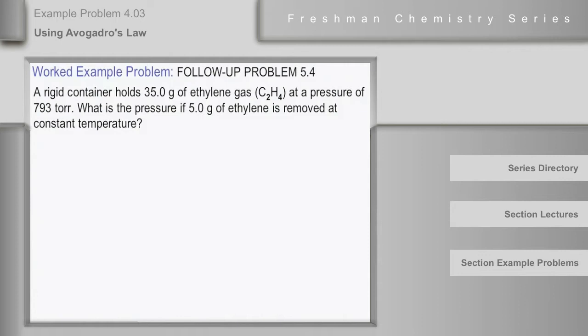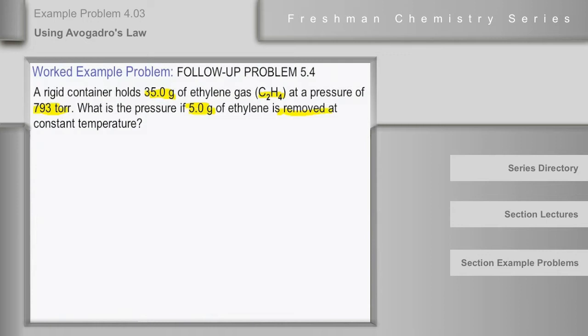In this problem we have a rigid tank or container of some kind that has in it a fixed amount, 35 grams of ethylene gas. And the formula for ethylene is C2H4. Under those circumstances, the pressure is 793 torr. The question is, what is the new pressure if 5 grams of ethylene is removed at constant temperature?